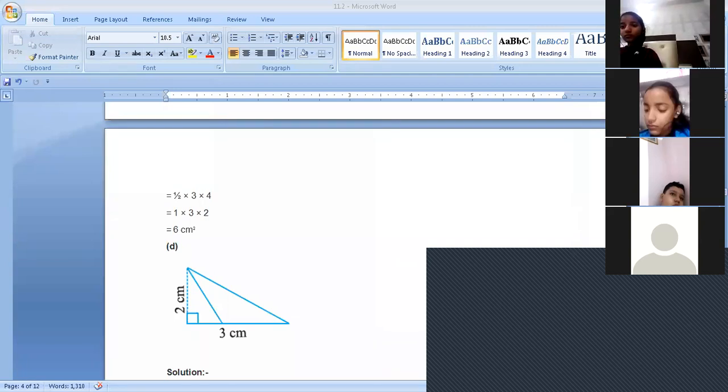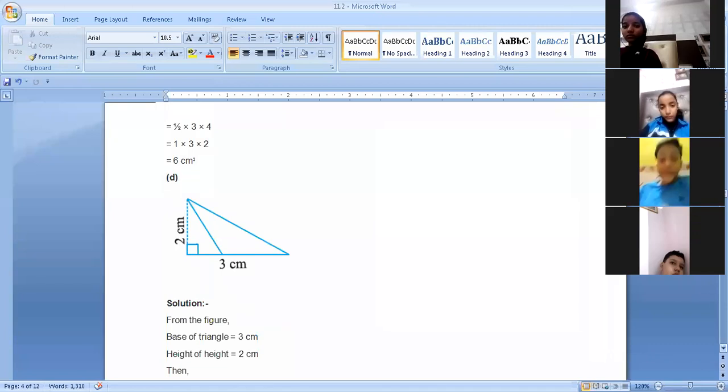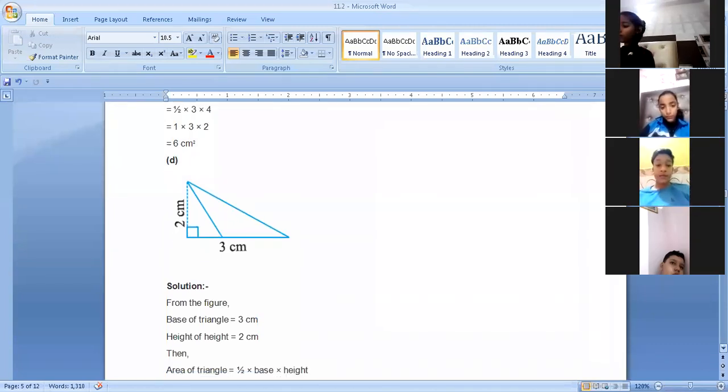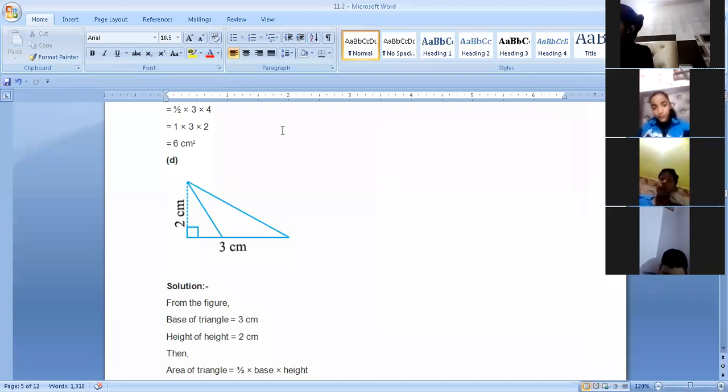Ruzaib, Astha and Lakshya Chandra. They are also base 3 and height 2 is given. Do not play with the camera now.